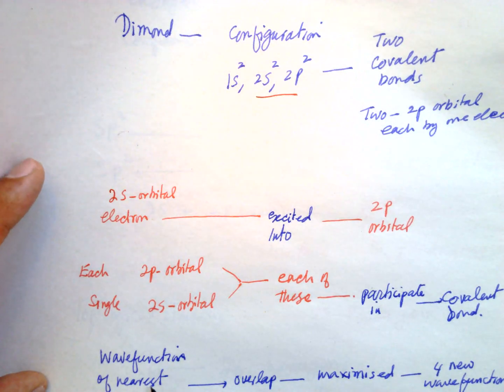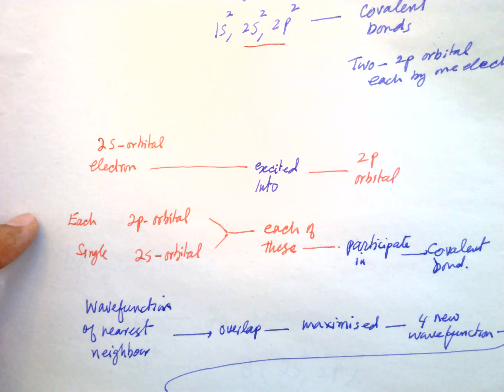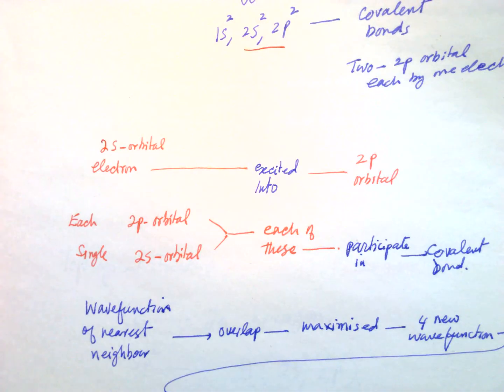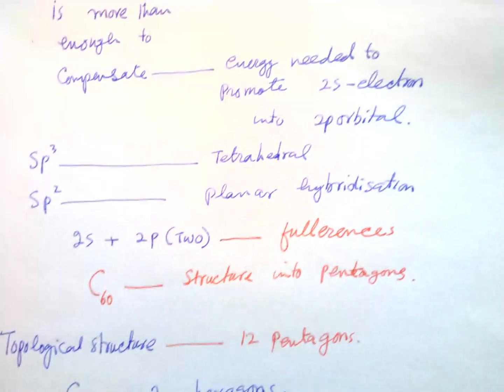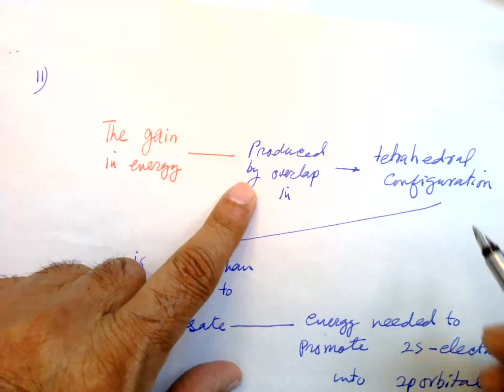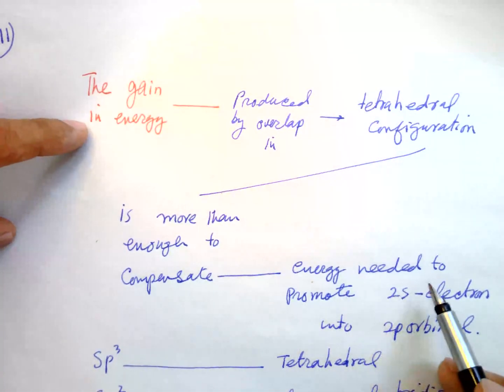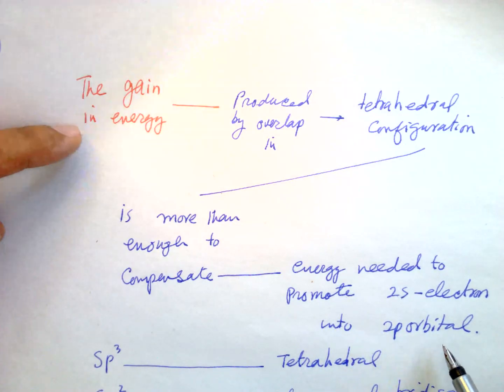The wave functions of the nearest neighbors overlap maximally, and four new wave functions will be formed, as linear combinations of 2s, 2px, 2py, and 2pz. These are the new molecular orbitals. This is the creation of sp3 tetrahedral hybridization. The gain in energy produced by the overlap in this tetrahedral configuration is more than enough to compensate the energy needed to promote a 2s electron into a 2p orbital.